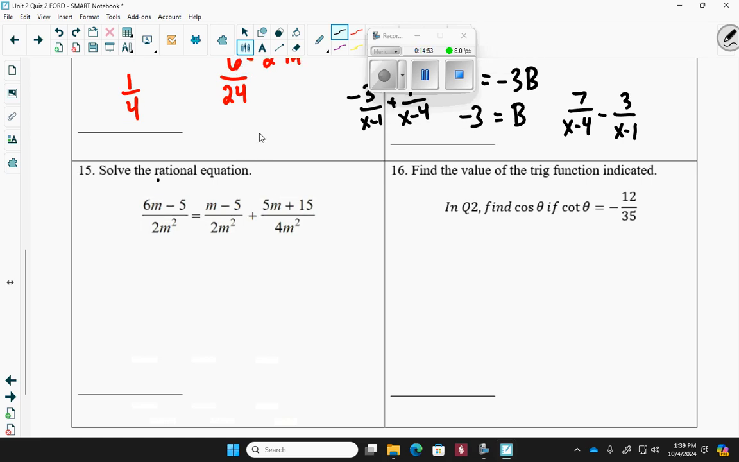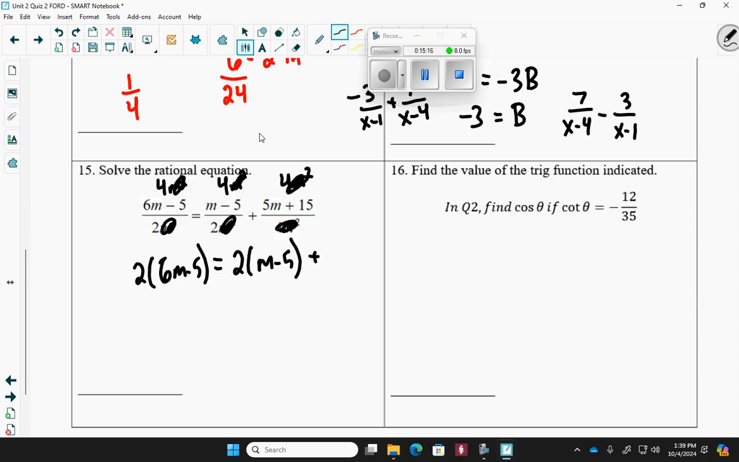All right, so my common denominator will be 4m squared, and then 4m squared. The m squares cancel out. However, it's going to be 2 parentheses 6m minus 5 that's left, is equal to, let's see, the m squares get canceled out, and then that's 4 divided by 2, 2 parentheses m minus 5, plus all this cancels out, so I'm left with 4m plus 5. All right, so that turns into 12m minus 10 is equal to 2m minus 10 plus 4m plus 15.